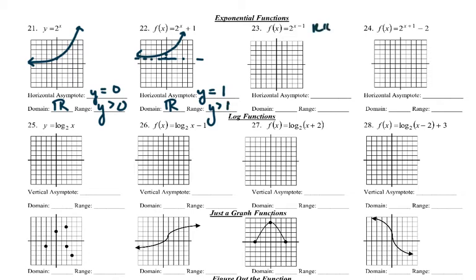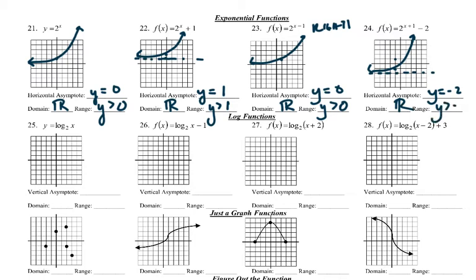Here, this is going to go right 1. So instead of at 0, 1, it's going to get 1, 1 here. So the horizontal asymptote is still 0, domain is still all real numbers, still greater than 0. And then this is your combo where it's like left 1, down 2. So the horizontal asymptote comes down 2 to negative 2. There's my graph, all real numbers, greater than negative 2.